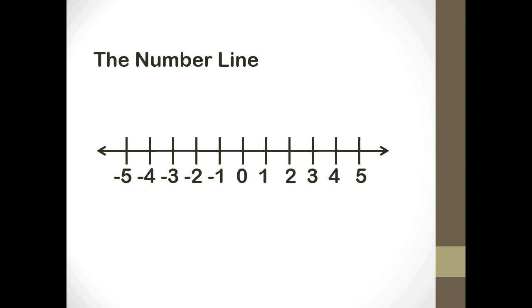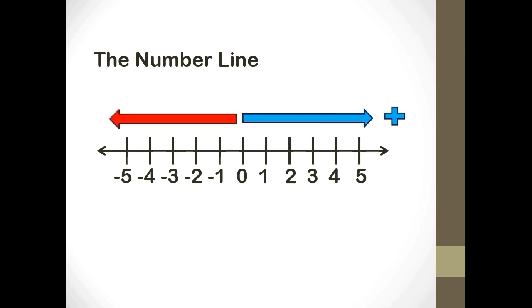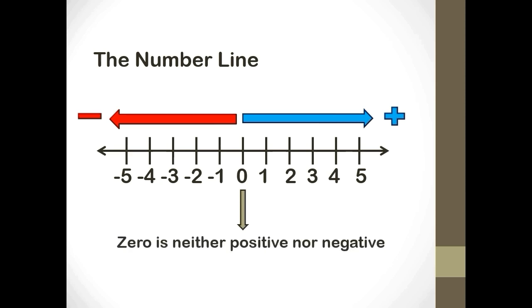In math, we have what we call a number line. A number line shows two groups of numbers, the positive and the negative. From the middle point, which is 0, going to the right are the positive numbers, while going to the left are the negative numbers. 0, since it is in the middle, is neither positive nor negative. It is a neutral number.